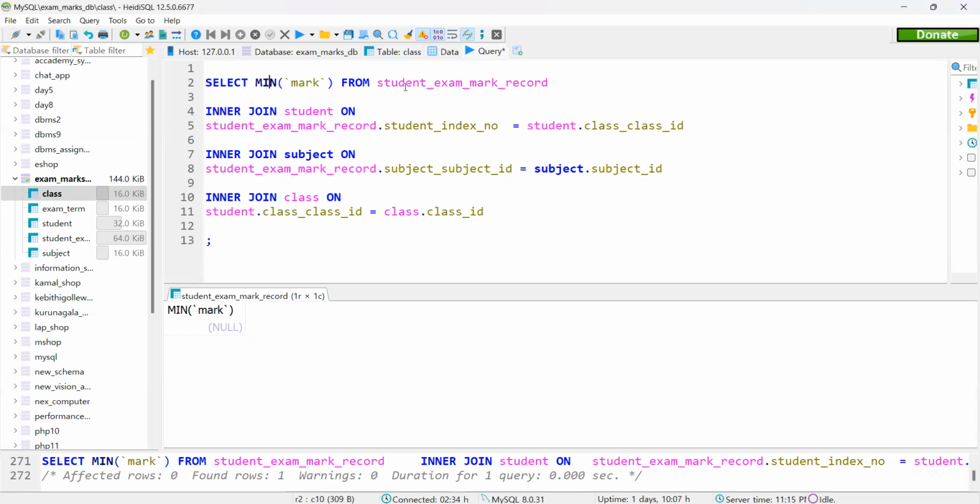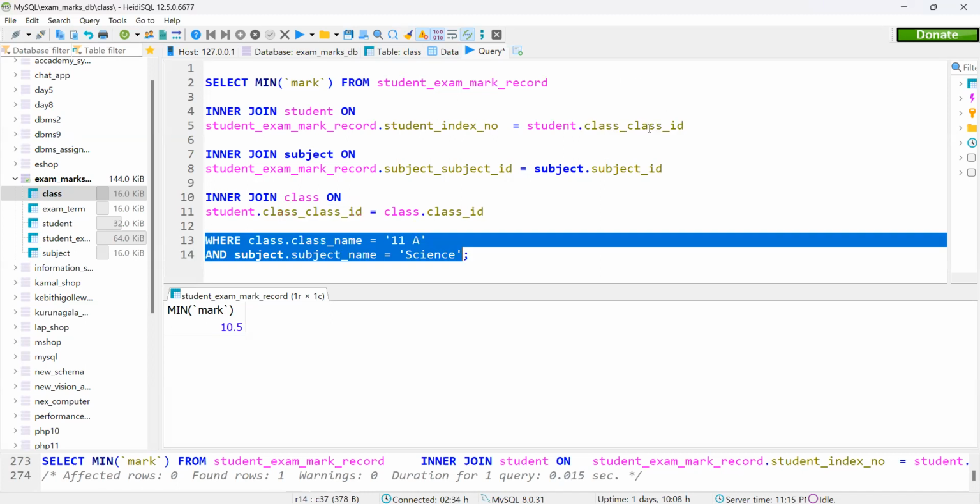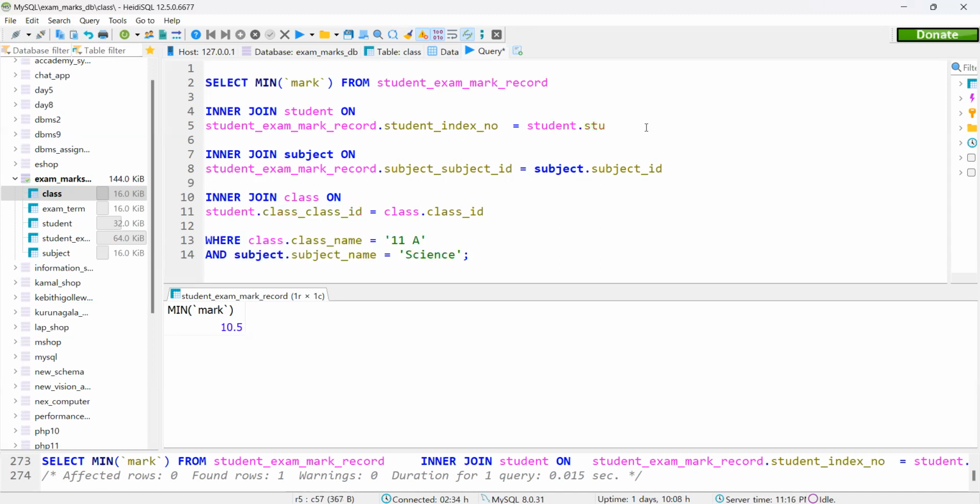Select the min mark from student mark record, inner join student mark record, index number. There is an issue with index number. Then we got the answer. Let's see. We got 23.5 as the lowest mark in science subject for all subjects in 11A class students.